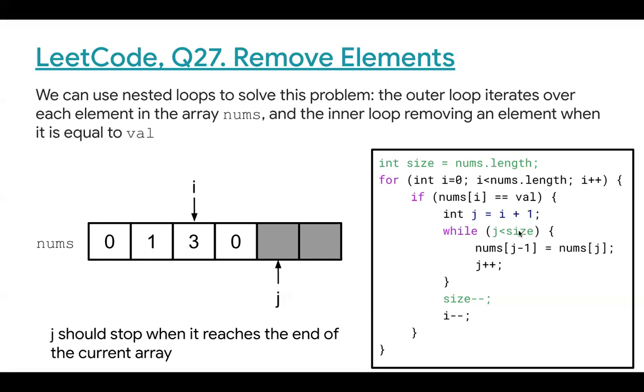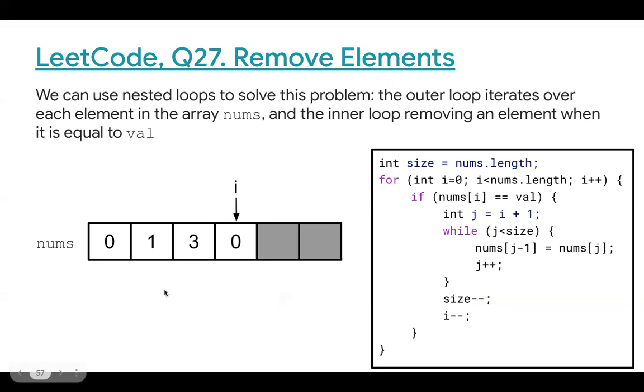So then this condition, we can change it to j is smaller than size, right? Which makes sense, because as long as pointer j completes the last element in this array, we are good. It doesn't have to be the end of the array. So we are done. It should be j smaller than size. So j should stop when it reaches the end of the current array.